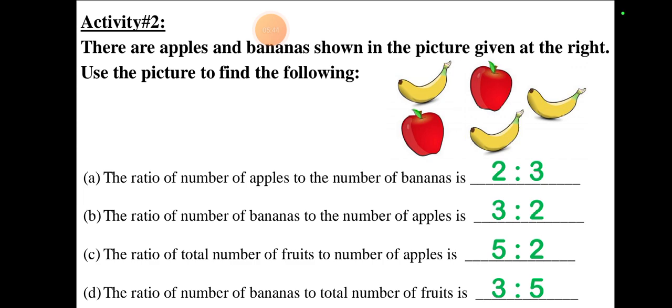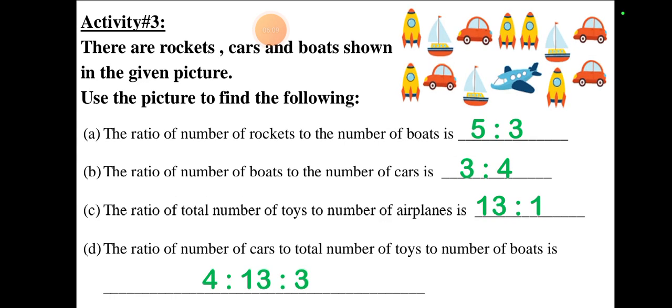The ratio of the total number of fruits to the number of apples. Now the total fruits that are present are 5. Then how many apples are there? 2. So 5 ratio 2 is my answer. It also cannot be divided further, so this is my ratio. The ratio of the number of bananas to the total fruits. I have 3 bananas and total fruits are 5. So 3 ratio 5 will come from here.